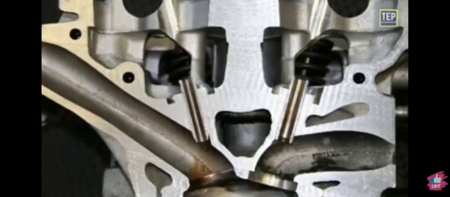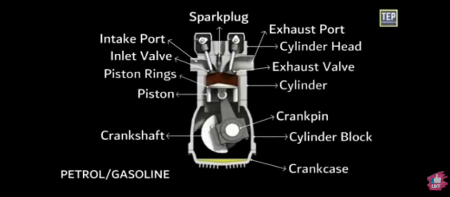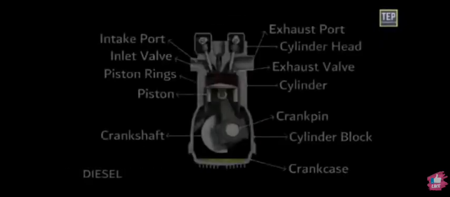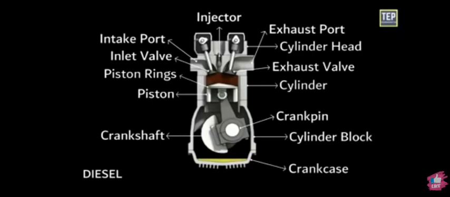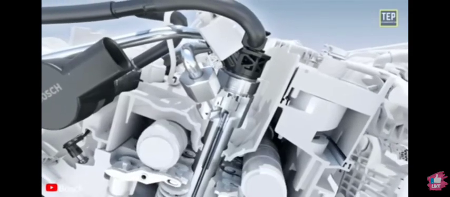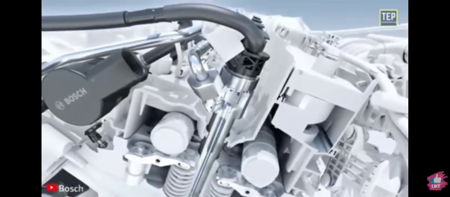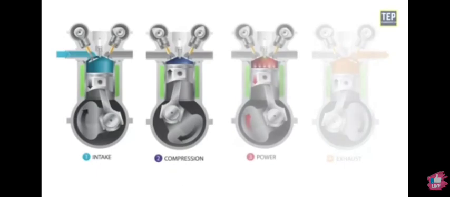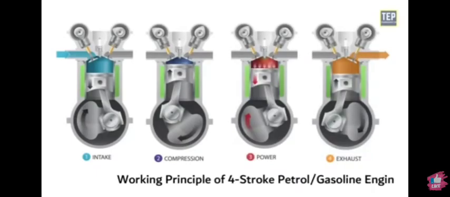For petrol engine, spark plug is used to ignite the compressed air-fuel mixture. For diesel engine, injector is usually used in compression ignition engine. It sprays the fuel into combustion chamber at the end of compression stroke. It is fitted on cylinder head. Now let's take a look at the working principle of 4-stroke petrol engine.